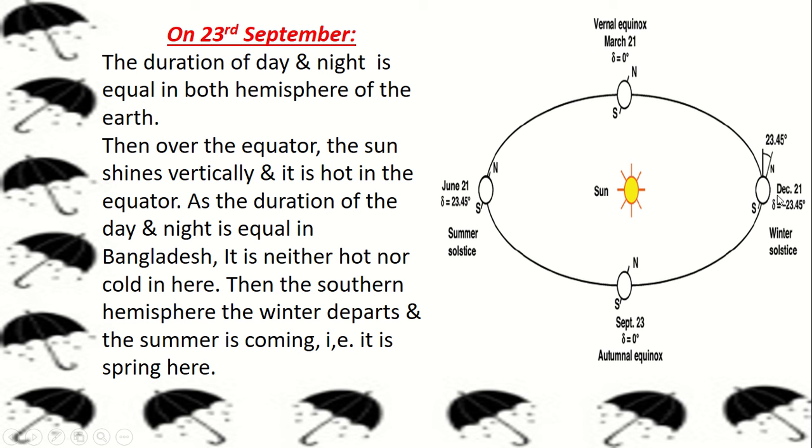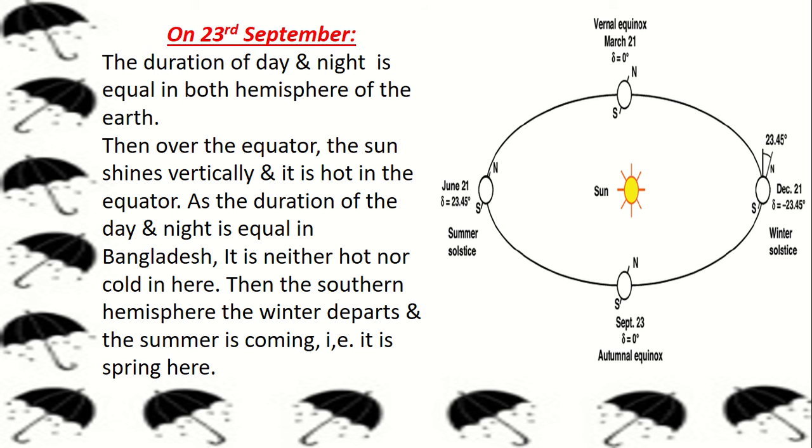sunlight falls perpendicularly on the Tropic of Capricorn, which is situated in the Southern Hemisphere. So the Southern Hemisphere experiences the longest day and shortest night, whereas the Northern Hemisphere experiences the shortest day and longest night. As our Bangladesh is situated in the Northern Hemisphere, the Northern Hemisphere experiences the winter season and the Southern Hemisphere experiences the summer season.